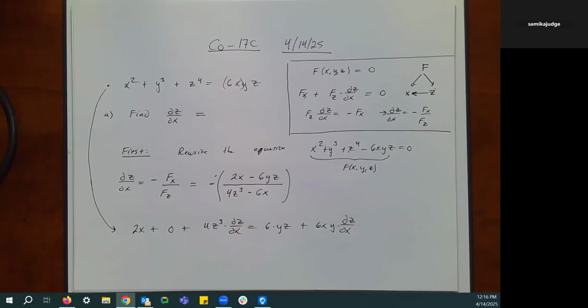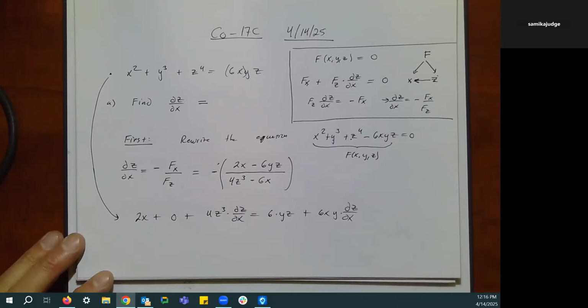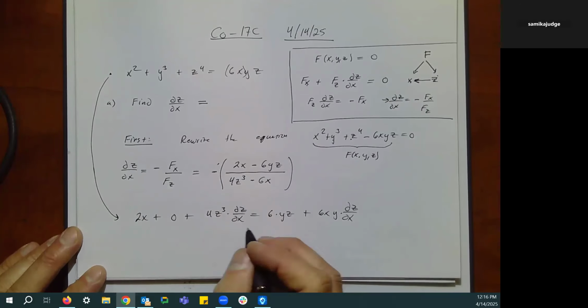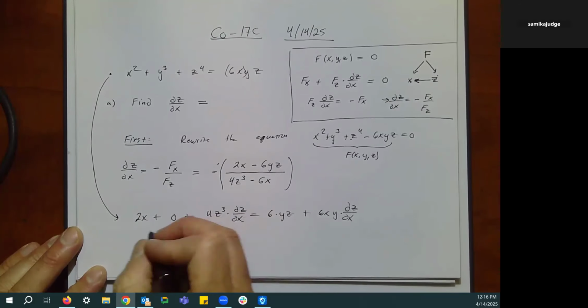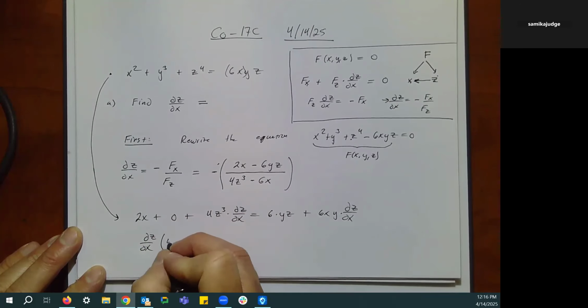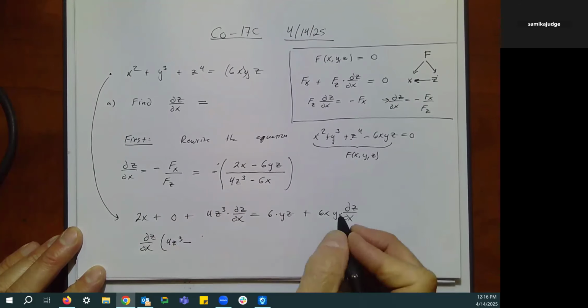It's kind of interesting. I know I said I didn't want to do it, but now I'm going to do it because I can't help myself. So we're going to do it anyway, even though I just said I wasn't going to do it. Sorry. So all my del z del x is on the left. You're going to have del z del x times 4z cubed minus 6xy.